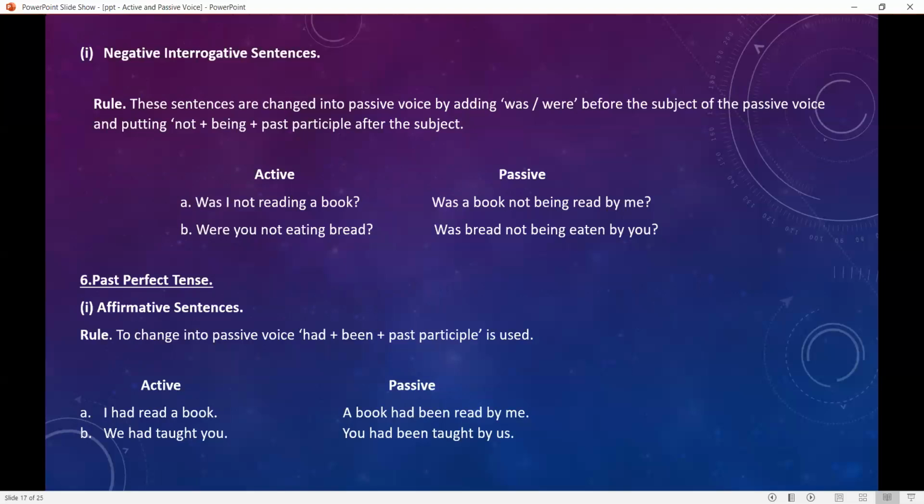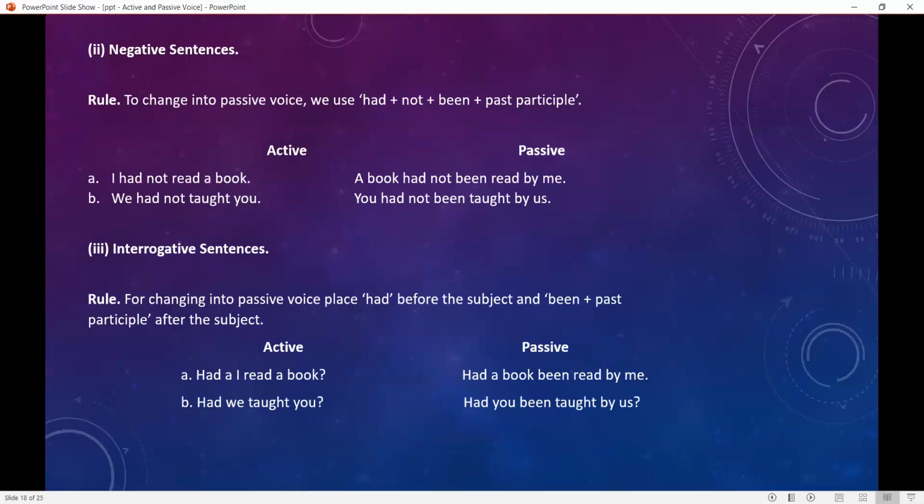Under the past perfect tense, for affirmative sentences, the rule to change into passive is had plus been plus past participle. Now under active, I had read a book. For passive, a book had been read by me. Under active, we had taught you. Under passive, you had been taught by us. Hope you have understood the slight difference there.